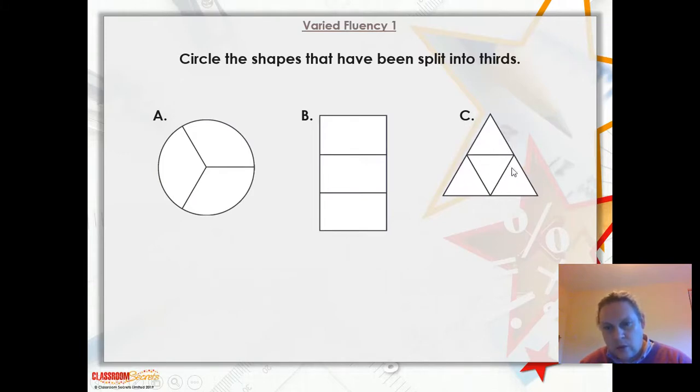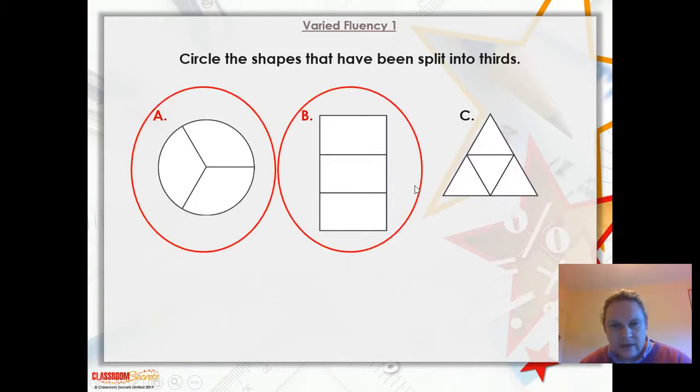No, it's quarters. To be thirds, the whole of something, whatever that is, needs to be divided into 3 equal pieces. If it's divided into 4 equal pieces like this one is, we're talking about quarters, not thirds. So we've got these 2 shapes that have been split into thirds.